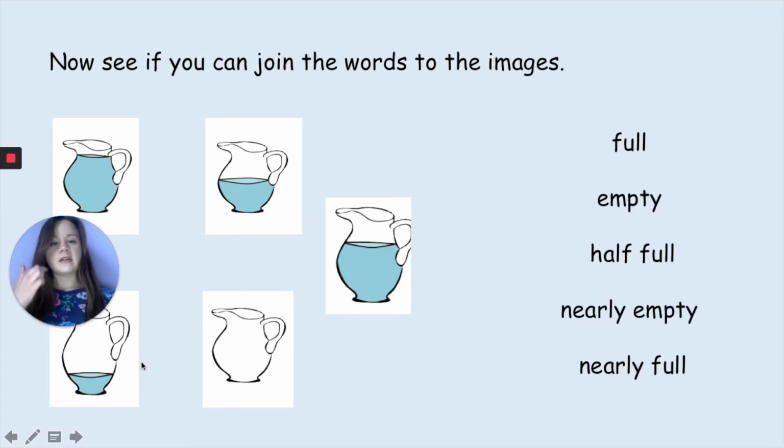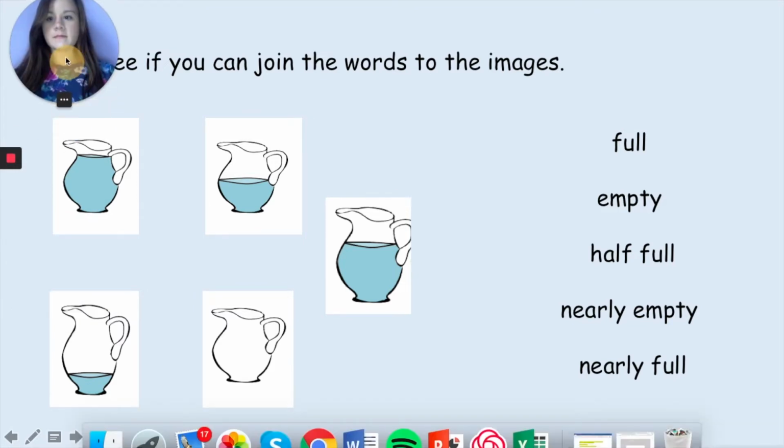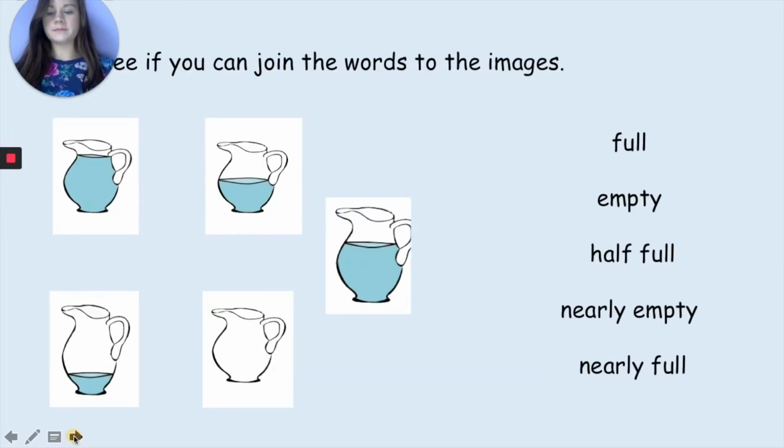Pause the video to see if you can join these words to the images. Find which jug is full, empty, half full, nearly empty or nearly full. Pause the video to complete this. And the answers are full, half full, nearly full, nearly empty and empty. Well done if you got all of those correct. If you thought that was a bit tricky, go back in the video a little bit more to check what these words mean.